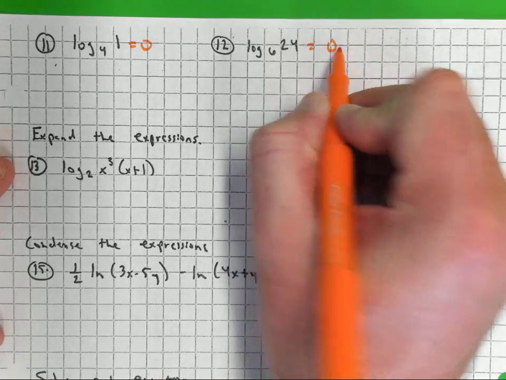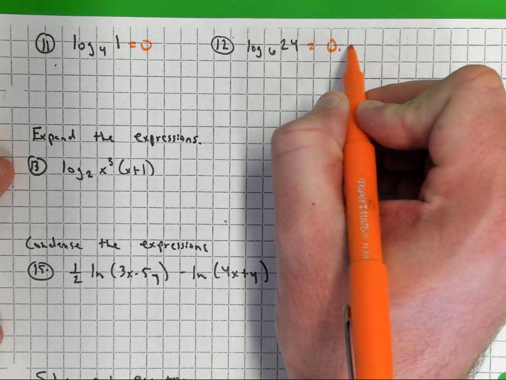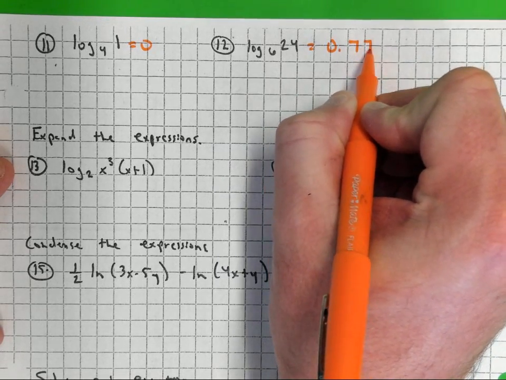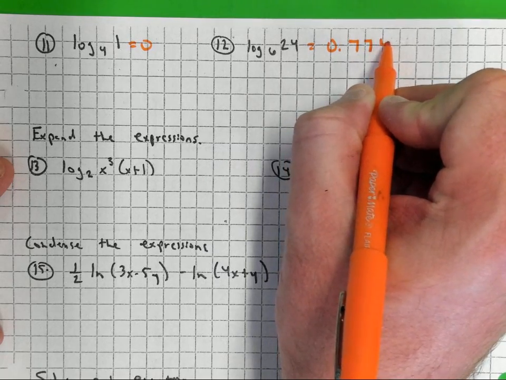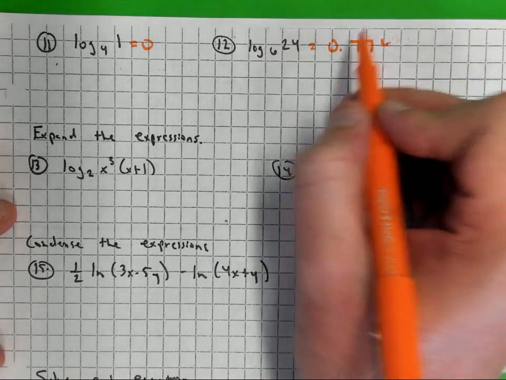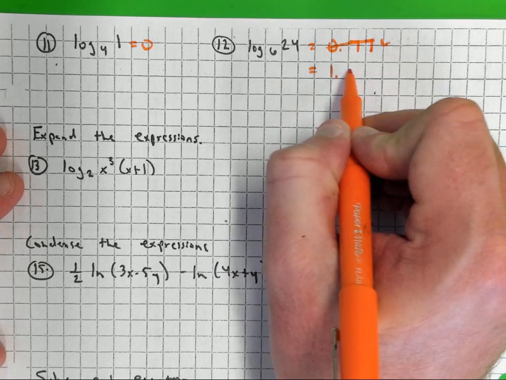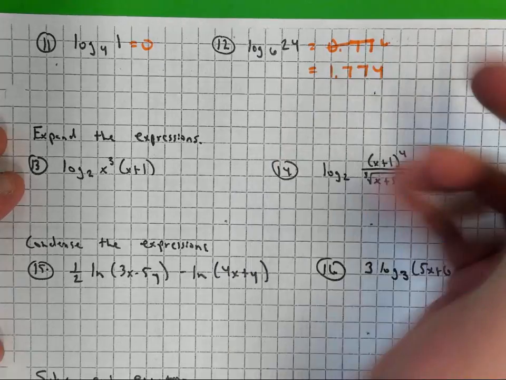Round it to 3 decimal places. 0.77. Do y'all agree with it? Okay, 1 point, because I have not worked it, so I didn't know.